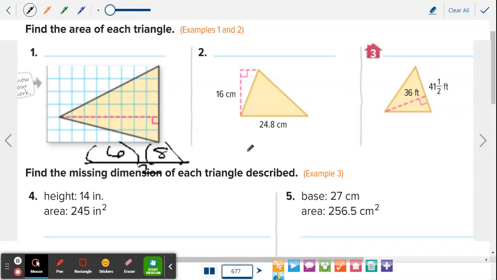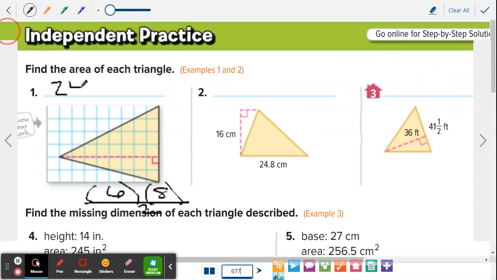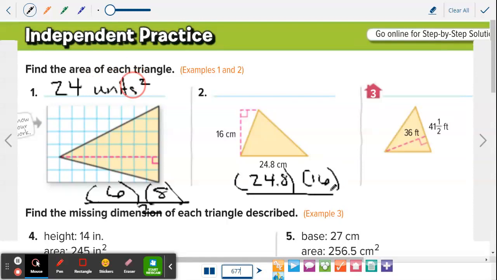So do 6 times 8, and then divide that by 2. 24. What's our label? Units squared. So every time, do the multiplication part first, then the division. So number 2, what would be the base for this one? 24.8. What would be the height? 16. So you're going to do those two multiplied together and then divide it by 2.